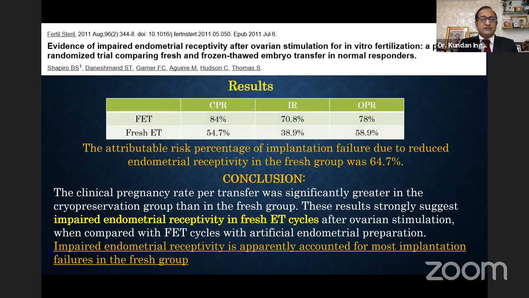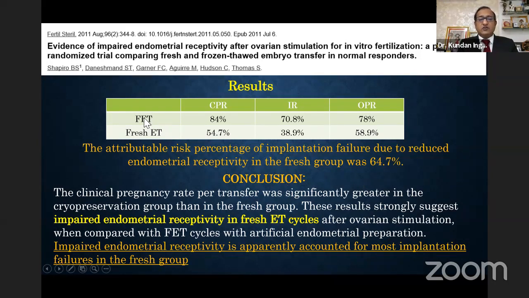Now, this was another study, evidence of impaired endometrium receptivity after ovarian stimulation for IVF, a randomized trial comparing fresh versus frozen embryo transfer in normal responders. So does it make any difference when it comes to normal responders?